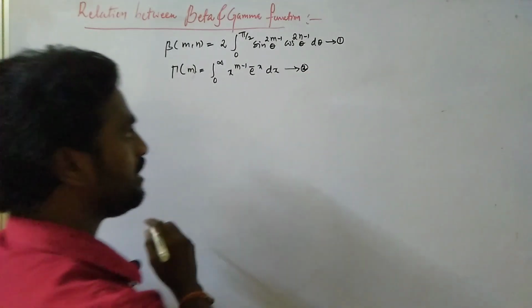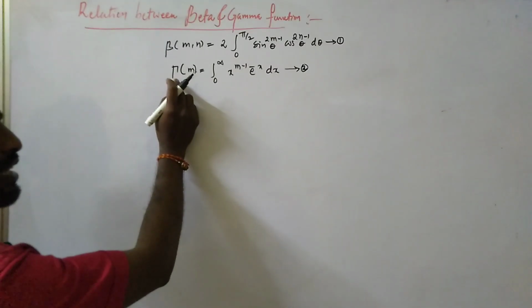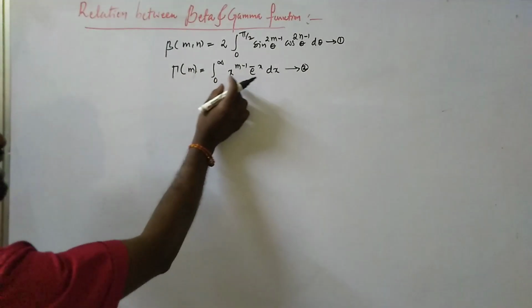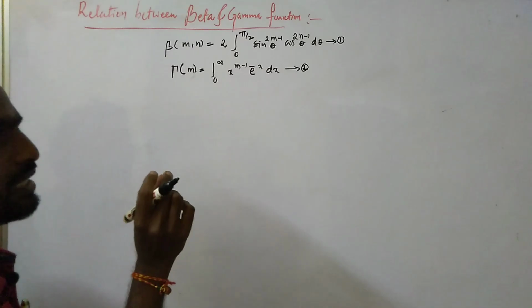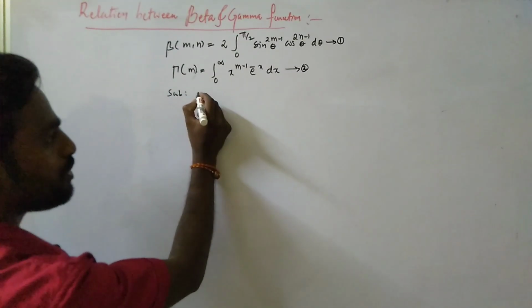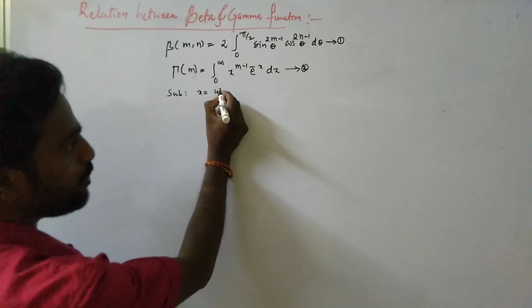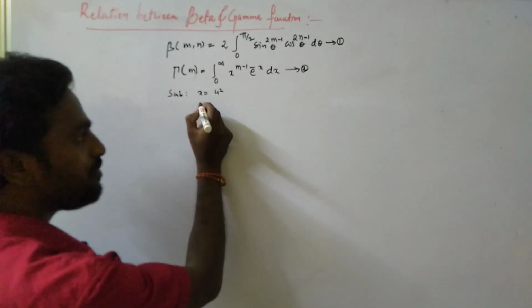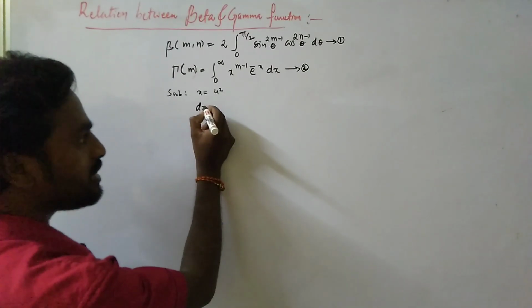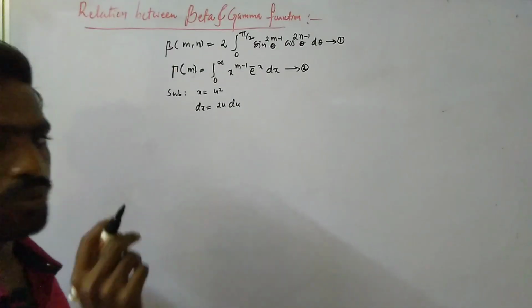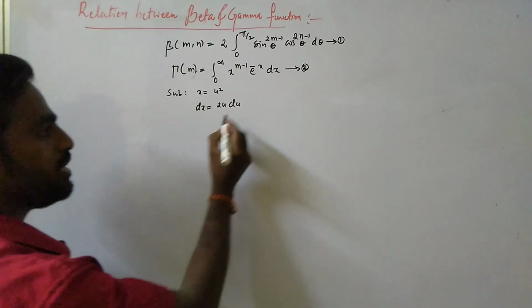Now I want to take the second function, the gamma function. Gamma of m equal to integral of x to the power of m minus 1 e power minus x dx. Here I want to substitute x equal to u power 2. Differentiate this equation: dx is equal to 2u du.